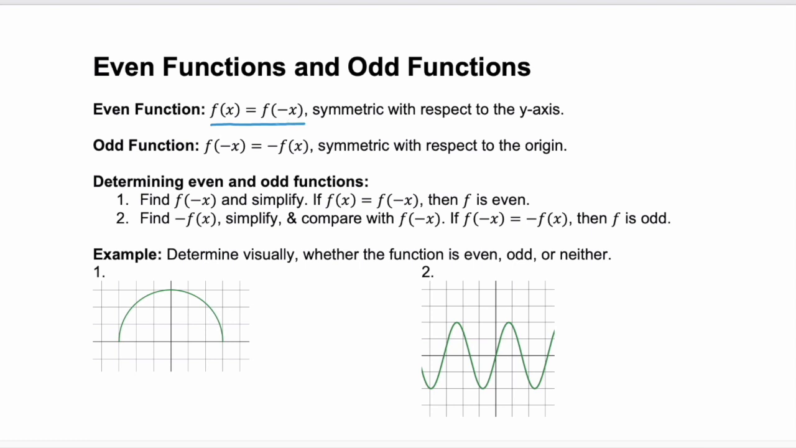Or if you're given the graph, it's going to be symmetric with the y-axis, meaning that if you fold it on the y, the vertical axis, it's going to look identical on both sides.